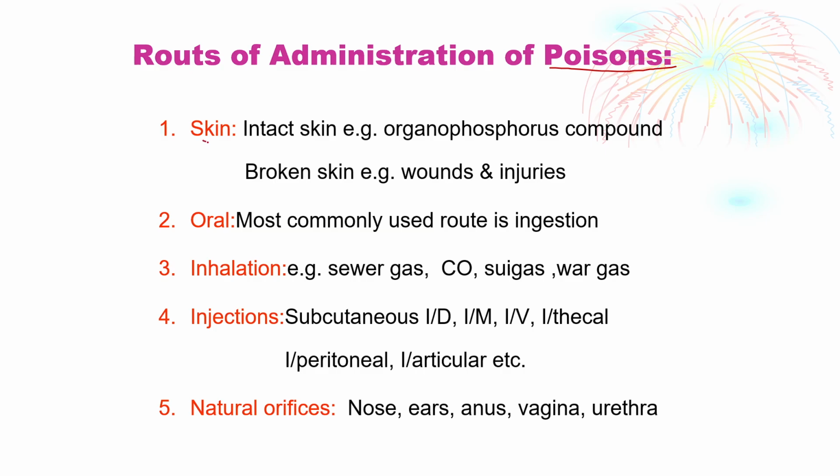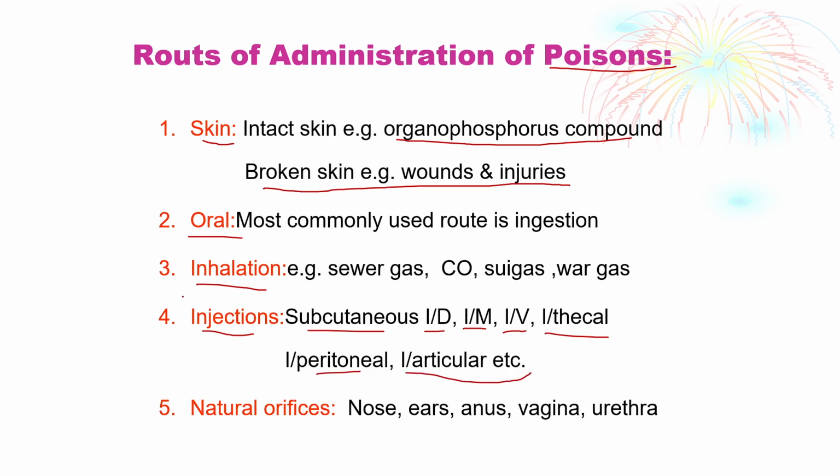Route of administration of poison or route of administration of drug is similar to that of the pharma. ये skin के through भी हो सकता है. We know that there are different ointments we use on the skin. Similarly, different poisons like organophosphorus can go through the broken skin, wounds, and injuries and get inside. So it might be absorbed through the skin or might go inside the broken skin. सही है. Second is the oral, the most commonly used, then the inhalation, then the injectable. Injectable might be subcutaneous, intradermal, IM, IV, intrathecal, intraperitoneal, or intra-articular. All of them are injectable, and these are specific routes for the administration of the drug as well as the poisons.